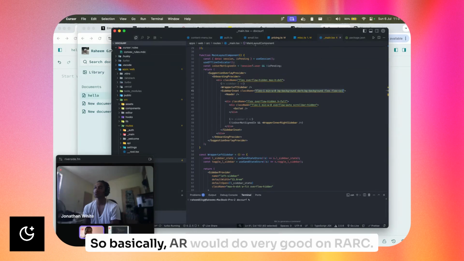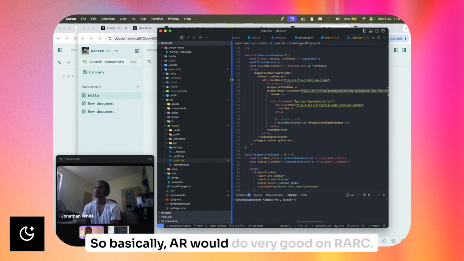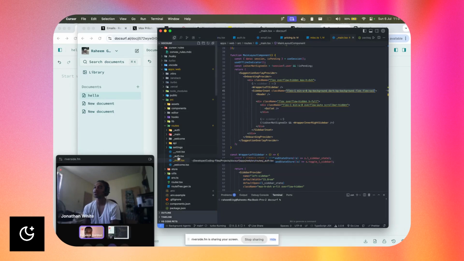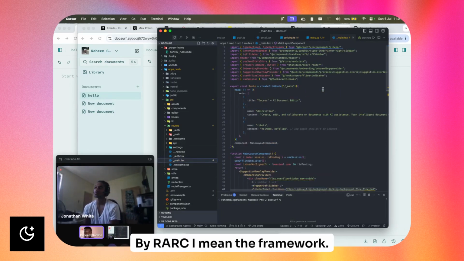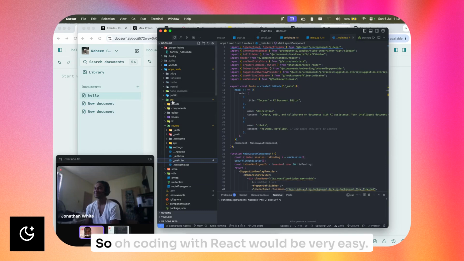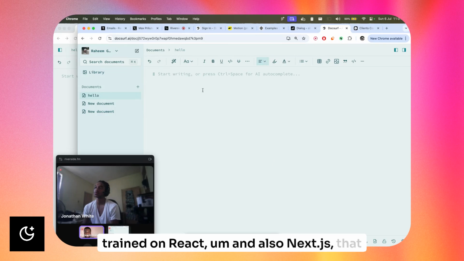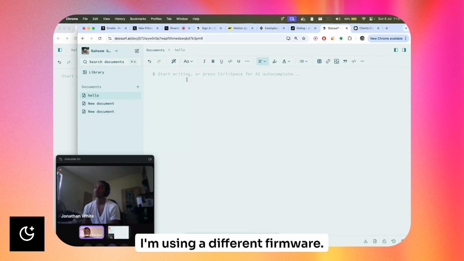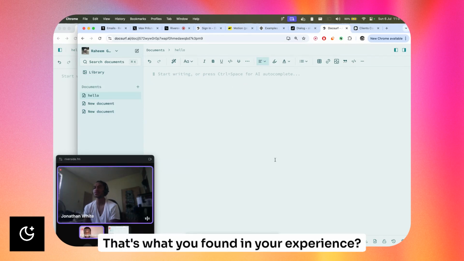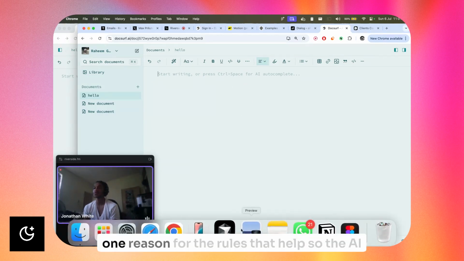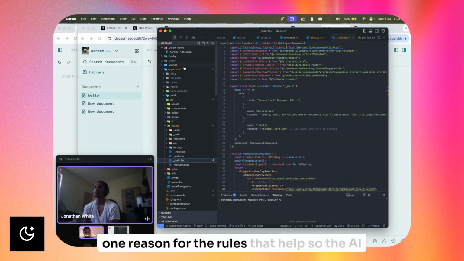So basically, the AIs would do very well on React, by which I mean the framework. Coding with React would be very easy. If I were to use something else like Svelte, Angular, or Vue, the models are so trained on React and Next.js that they would try to write that code even though I'm using a different framework. That's also one reason for the rules that I have.